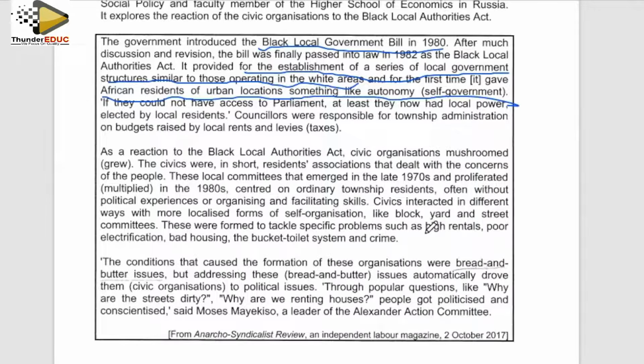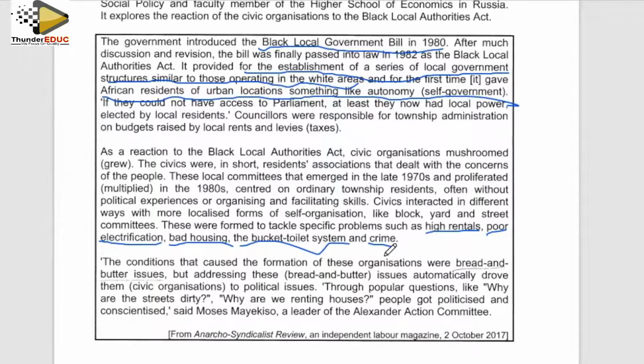What were the problems that were meant to be tackled? Number 1 was high rentals. Number 2 was poor electrification. Problem number 3 was bad housing. Problem number 4 was the bucket toilet system. And problem number 5 was crime. So if we check, we have a list of 5 problems that were meant to be solved by the local authorities, by the civic organizations. So you're supposed to highlight any 3 of those, regardless of the order or which one you pick, but you're supposed to have identified at least 3 of those 5 listed problems.